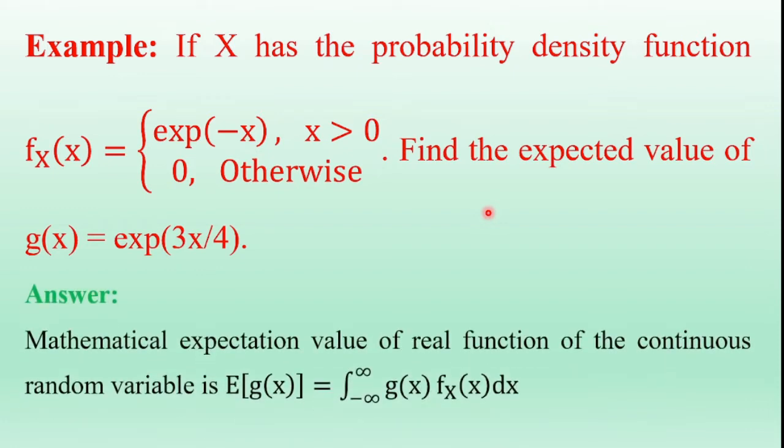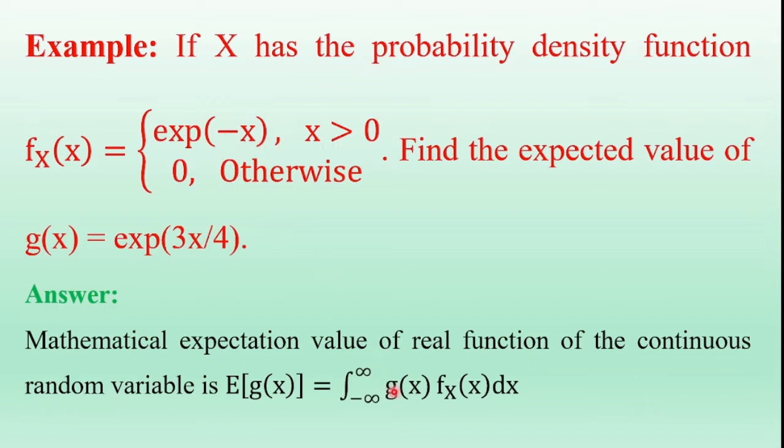So coming to the solution, given that the probability density function is f_X(x) equal to e^(-x) for x greater than 0. So we know that the mathematical expected value of the function g(X), for the continuous case, is the expectation of g(X) equal to the integral from minus infinity to infinity of g(x) times f_X(x) dx. So given that the function g(x) is e^(3x/4) and the density function is e^(-x) for x greater than 0.